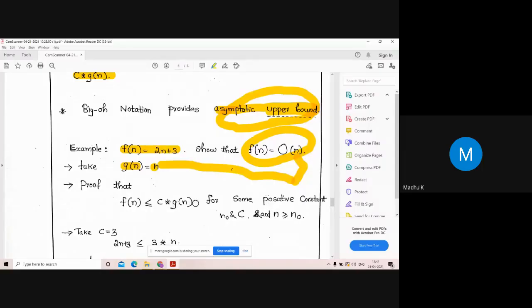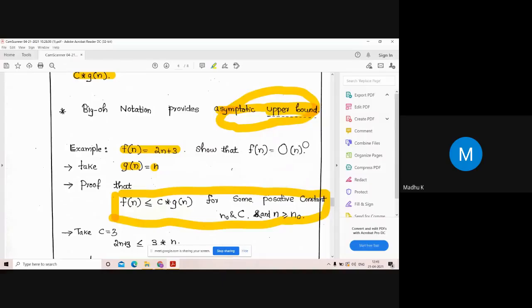f of n less than or equal to c into g of n, for some positive constant n0 and c, and n greater than n0. So if we can prove this condition, then we can say f of n is big O of g of n. So we need to prove this condition for some positive constant C and n0, and n greater than or equal to n0.